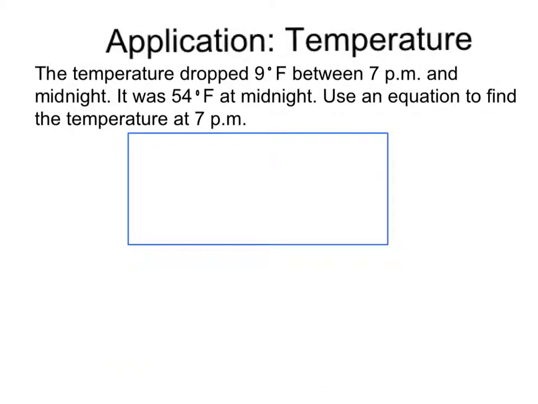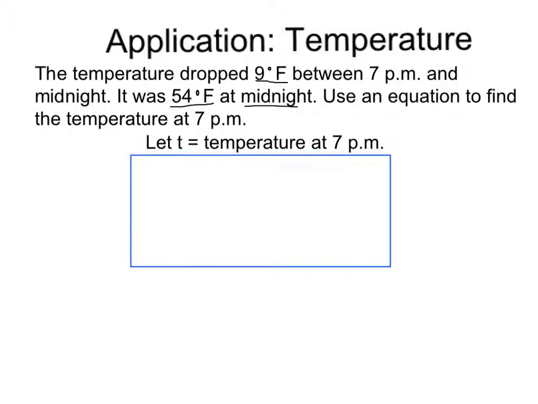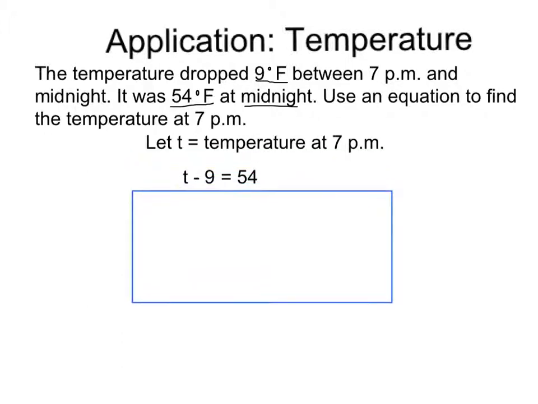Let's try another one. It says the temperature dropped 9 degrees Fahrenheit between 7 p.m. and midnight. It was 54 degrees at midnight. Use an equation to find the temperature at 7 p.m. Alright, so we know we have T as our variable because it's what we're trying to figure out, so T for temperature at 7 p.m. So our equation will be T minus 9 equals 54. We're going to do that because we know what the answer is because we know what it was later. So we have our 54 for what the final temperature was.